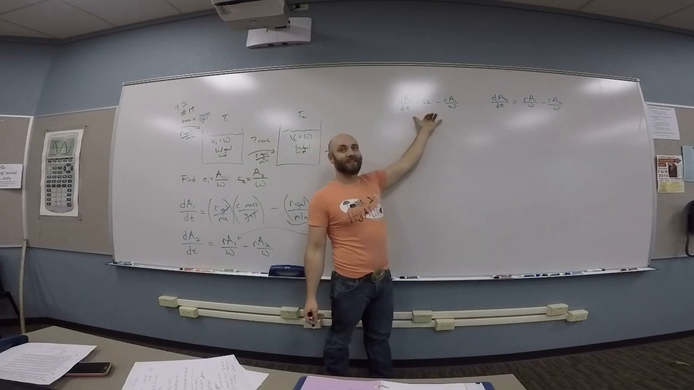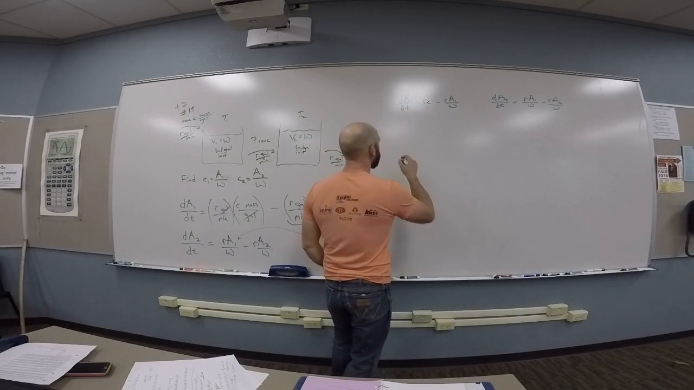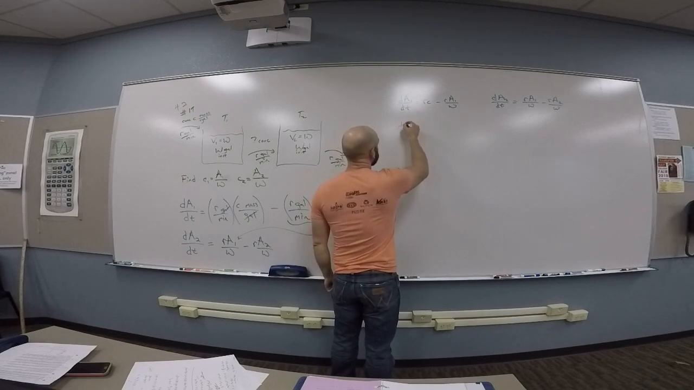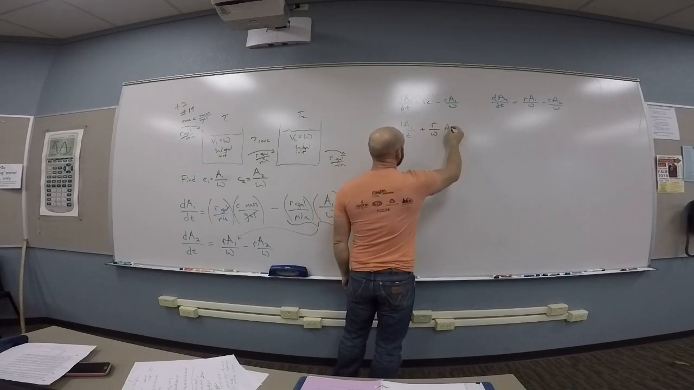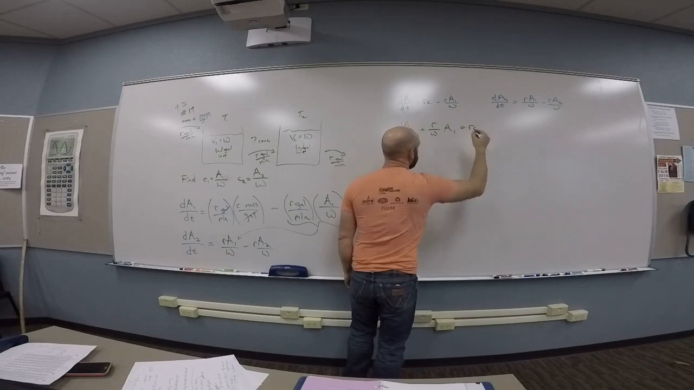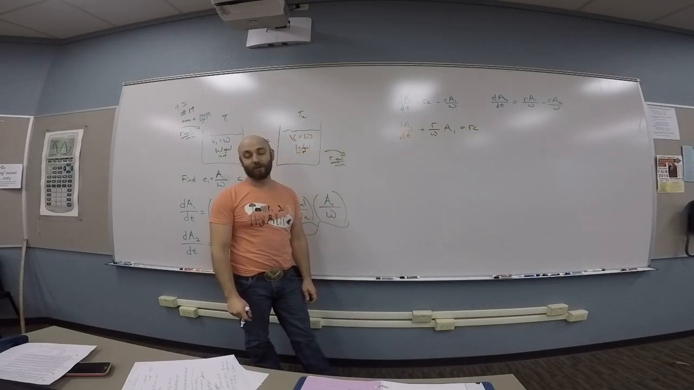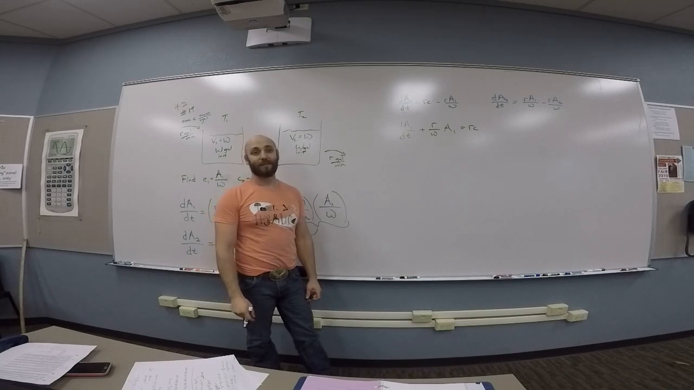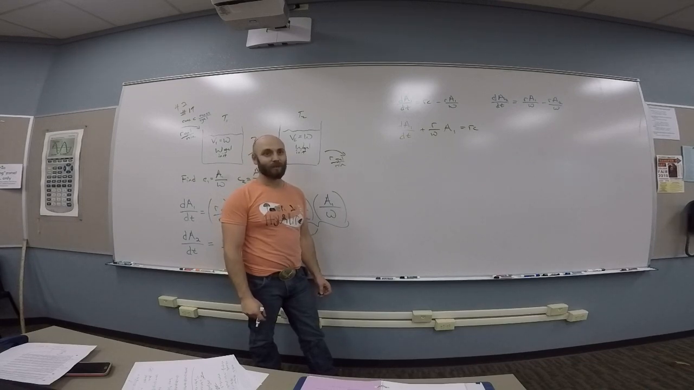I'm back in the land where I don't have linear algebra yet. I just need to solve this thing. Check this out: dA1/dt plus R over W times A1 is RC, right? That is first order linear, non-homogeneous. This is going to be a variation of parameters problem.